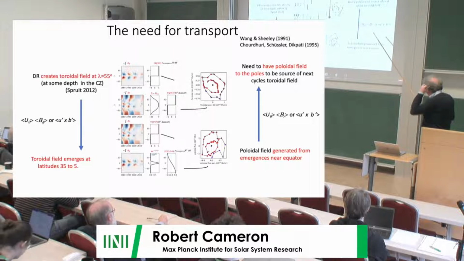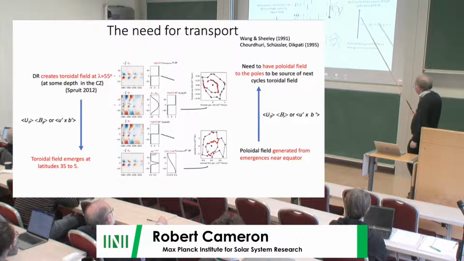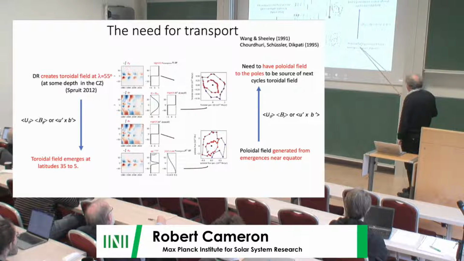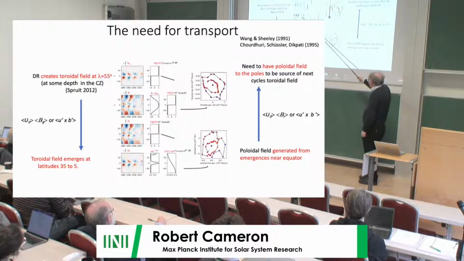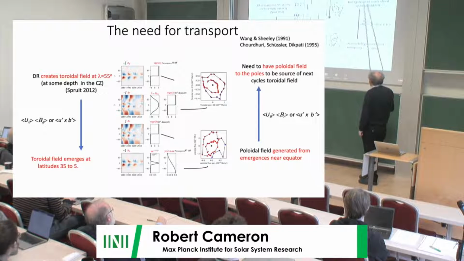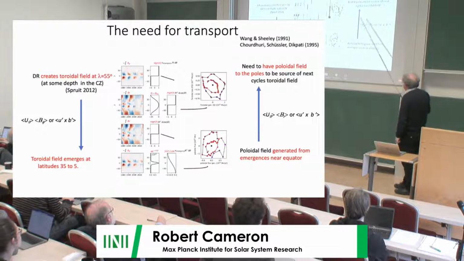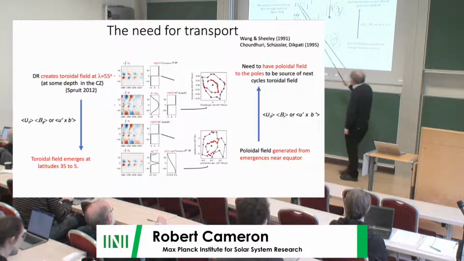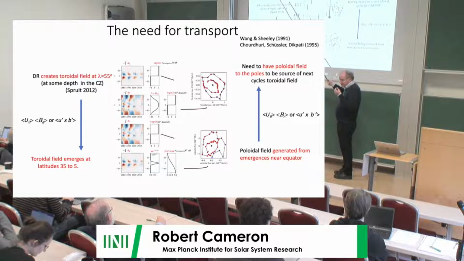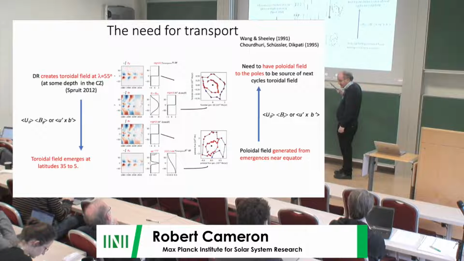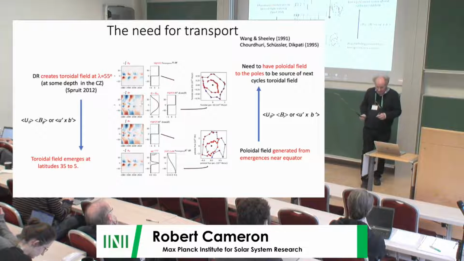What we need, however, is some motion of where the field is stored. So the poloidal field, I told you that what happens in the equator is critical. You have to get flux across the equator. However, where it's important for generating toroidal field and where we observe it to go is to the poles. So you need to transport it from the equator to the poles. And similarly, if you think the latitudinal differential rotation is important, then we generate the field at 55 degrees latitude, but we have to move it to latitudes of 35 to 5 degrees where it emerges. And we need to move almost all of it.